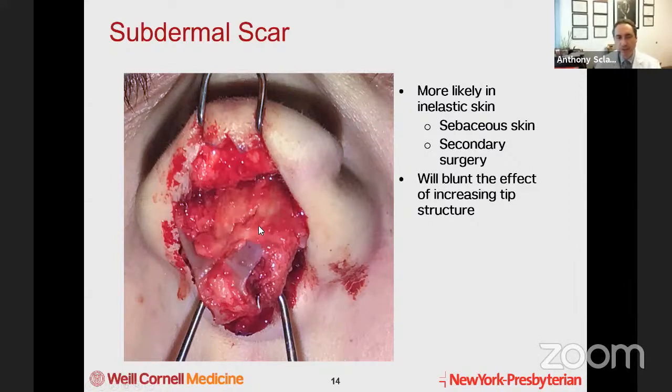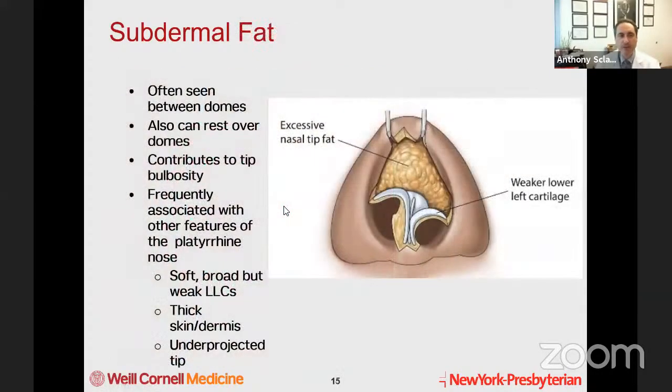And so in a revision technique like that, what I do is I go down, I identify my cartilage just to know where I am, and then I'm going to try to come right off the dermis, okay? Just right along the dermis, isolate the scar tissue, and then strip it down, if I can do it that way. Subdermal fat oftentimes can be seen right in between the domes, not just on the undersurface of the tip skin, but in between the domes, and that has to be removed if you really want to contour the tip.